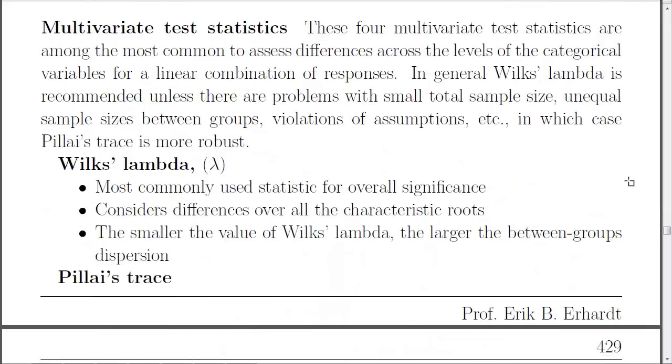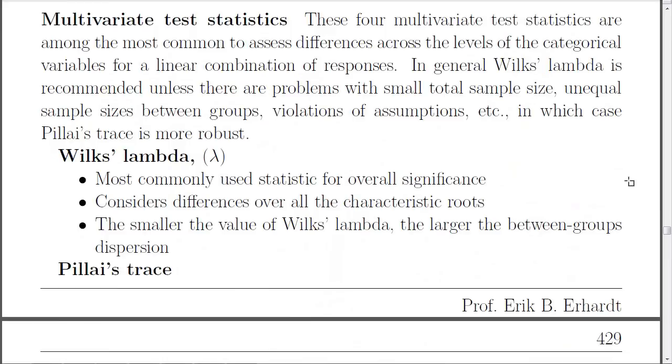All right, finally, multivariate test statistics. We've got 4 of them, and I'm going to favor one of these 4 for performing the multivariate ANOVA. There's Wilks' lambda, which is the most commonly used statistic for testing differences. It considers differences over all the characteristic roots. Characteristic roots, those are our eigenvectors and eigenvalues, not an important thing to understand right now. And the smaller the value of Wilks' lambda, the larger the differences between groups.